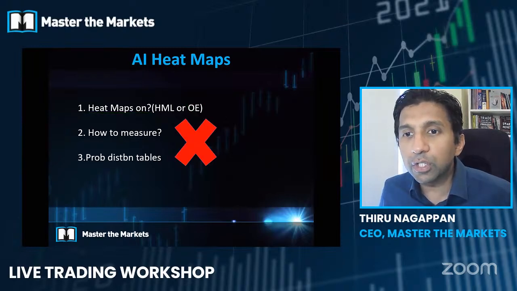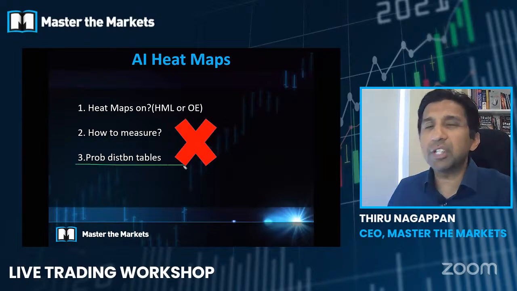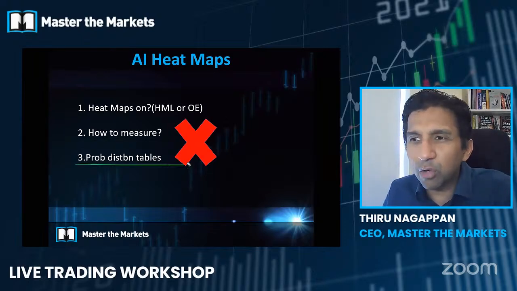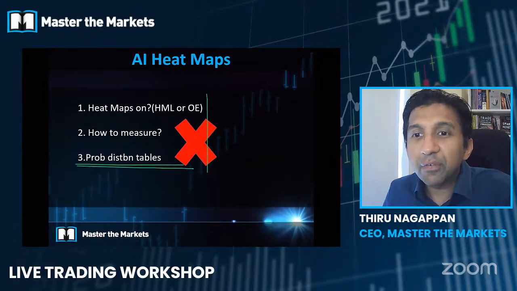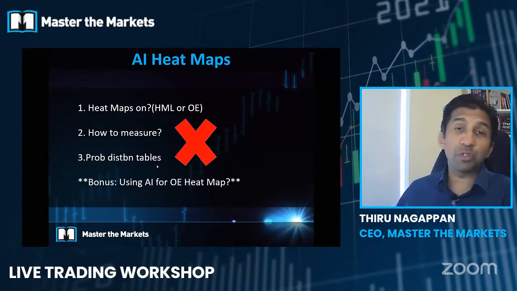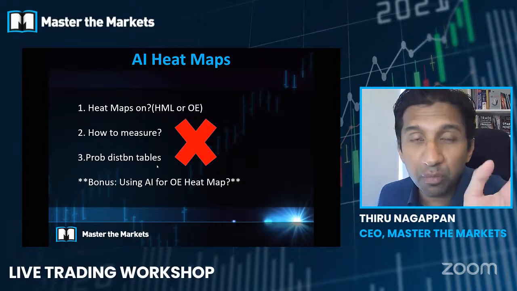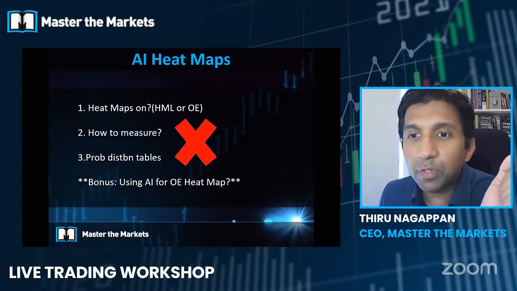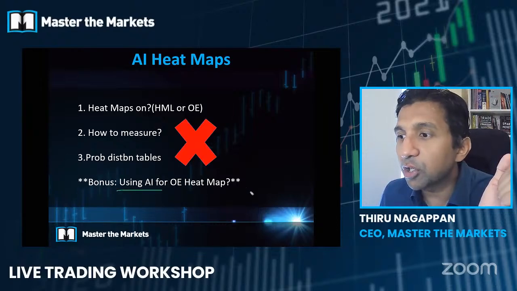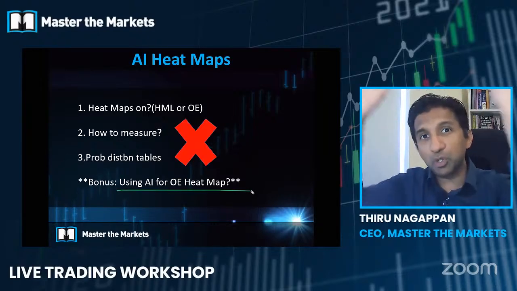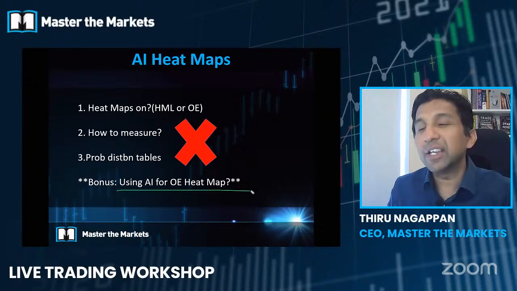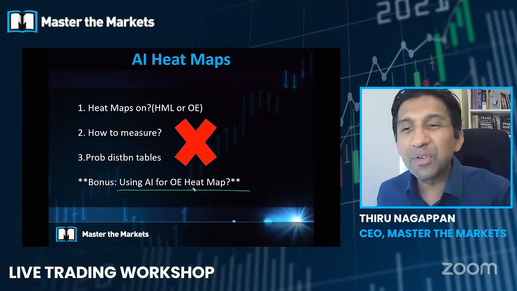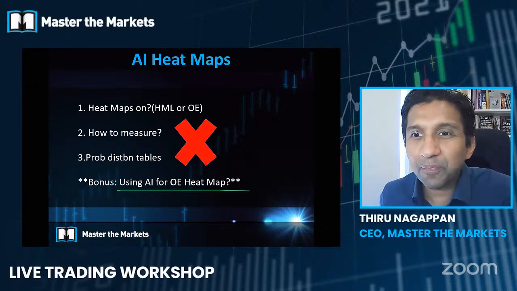Also, they do not understand probability distribution tables at all, how to create them, how to go about it. And you've got to go through these three points to even get to the third point. Finally, the biggest bonus, an absolute game changer that is going to be eye-opening for you, is how we are using AI to create that OE heat map, which shows you 20-30 instruments on just one screen. So, this and more in this live trading workshop.